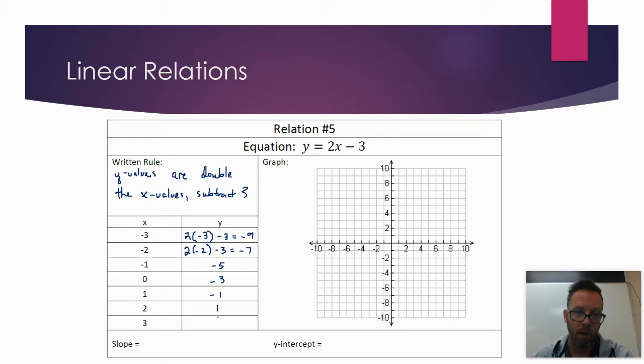-1, 1, and 3. If we plot those points, so -3, -9, -2, -7, -1, -5, 0, -3, and finally 3, 3. So again, it's a linear relation. You can draw a line through those if you wish. But let's talk about what the slope and y-intercept is.